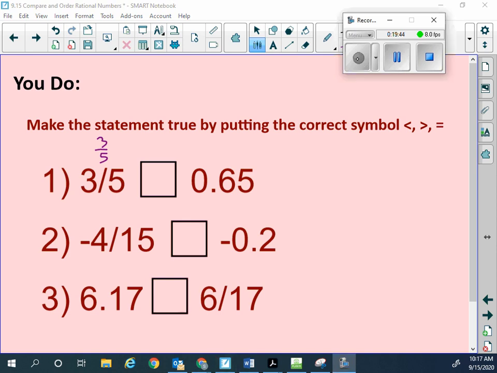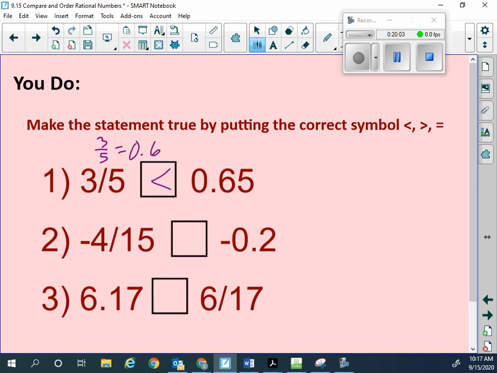Okay, so the first one, 3/5 compared to 0.65, I need to do what with this? Make it what? This is a benchmark. What is it? 0.6. 0.6 is less than 0.65. Okay?